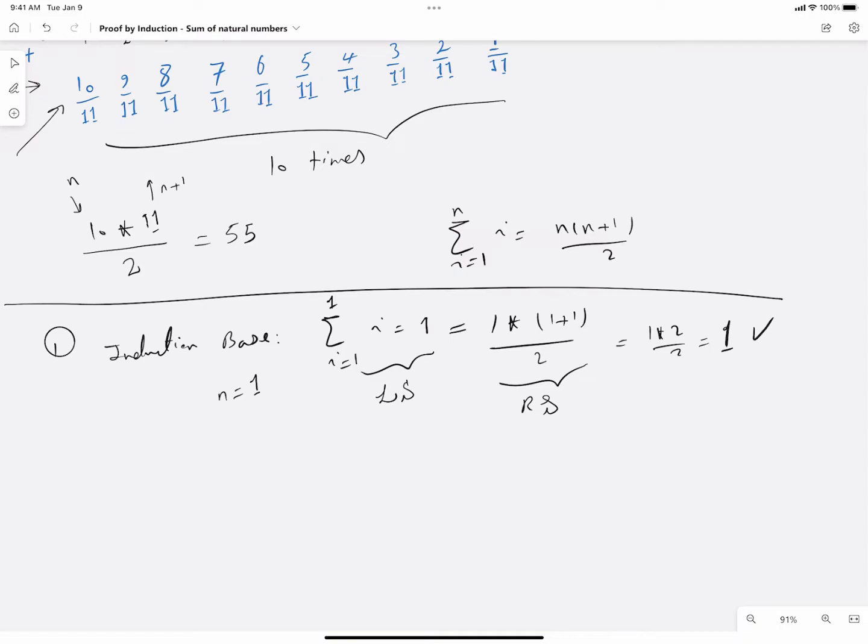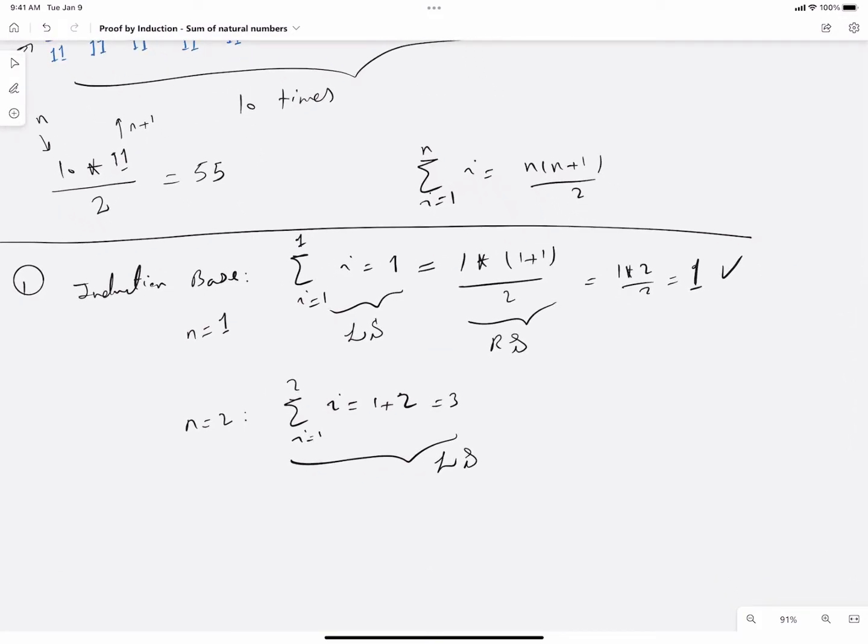You might ask, can I choose another number rather than n equal to 1? The answer is yes. However, we're going to keep it simple and short. For example, I can use n equal to 2 as well, and I can show that it is true, because the sigma of i equal to 1 up to 2 of i, this is the left side, is equal to 1 plus 2, which is equal to 3.